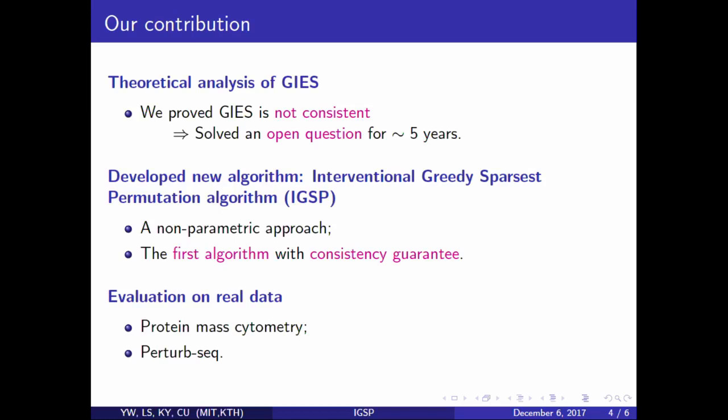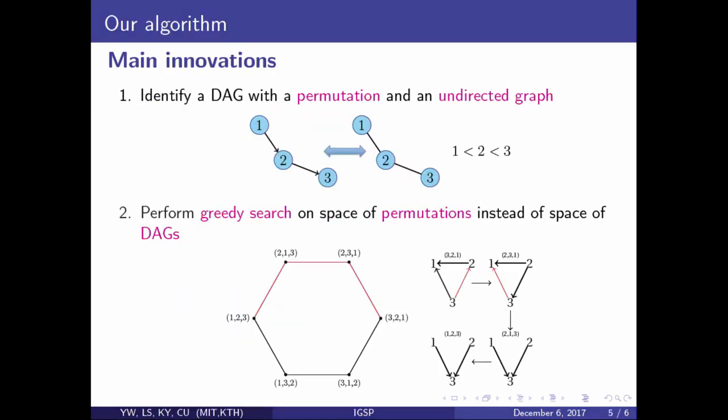and interventional data called the interventional greedy sparsest permutation algorithm. It has the advantage that it is a non-parametric approach. In addition to this, it is also the first algorithm that has been guaranteed to find the true causal model by using observational and interventional data. We also evaluated the performance of our algorithm on real-world datasets, including protein mass spectrometry data and gene expression data.